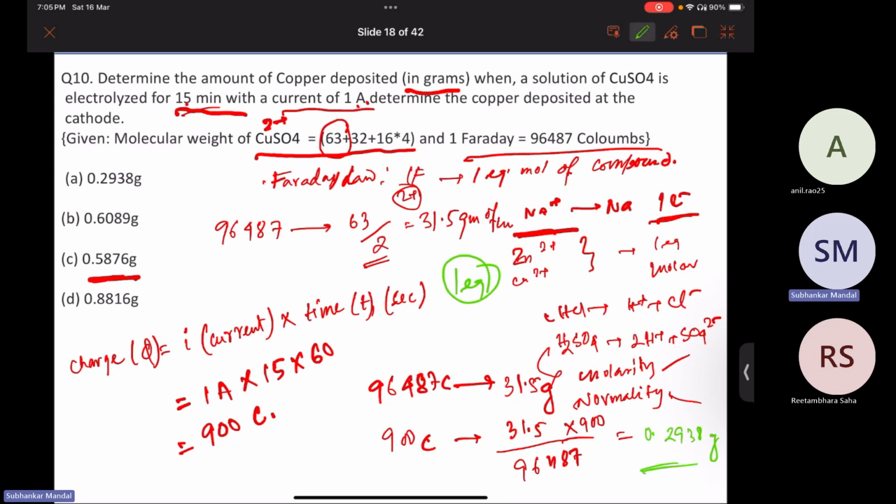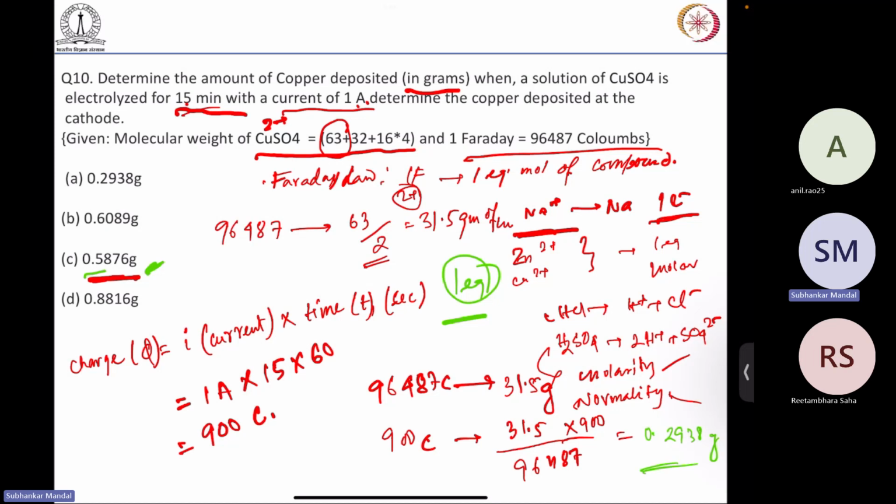So whatever Anil has written, I think he has taken this one as a mole. So these things you have to remember. Otherwise, the problem looks quite easy, but if it comes in the exam, it will be a wrong answer because you have to consider that it is equimolar. So Faraday's law tells that when one Faraday of current passes, one equimolar of compound will deposit.